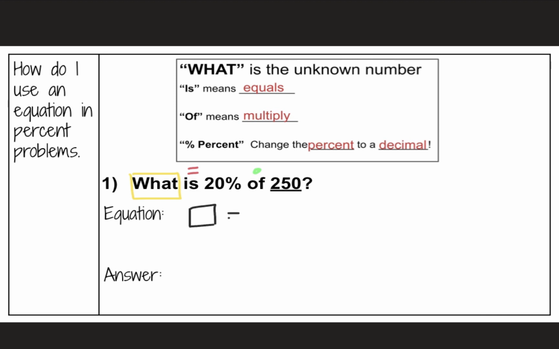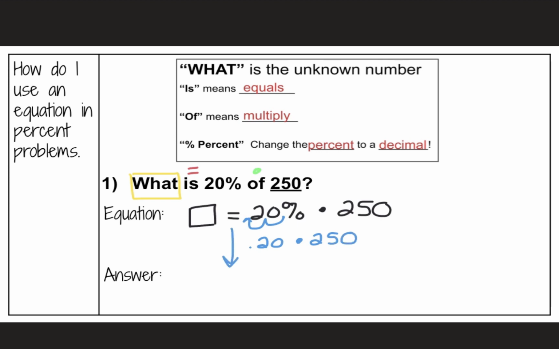What is 20% of 250? Here's an example of finding the percent of a number, which is also known as the part. I would say the most efficient way to do that is to change your percent into a decimal, back it up. So it would be 0.20 times 250.